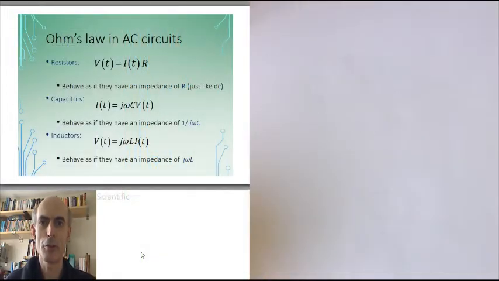Quick reminder of the results that we are going to need to know and are worth learning. The complex impedance of a capacitor is 1 over j omega C. The complex impedance of an inductor is j omega L. And as we've seen, these complex impedances are the ratio of the phasor representation of the voltage across the component to the phasor representation of the current flowing through the component.